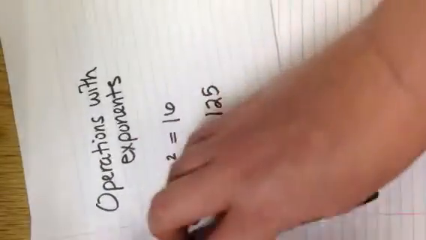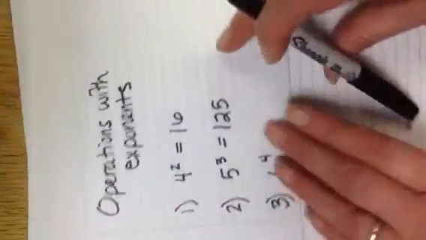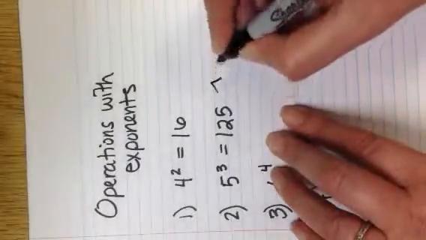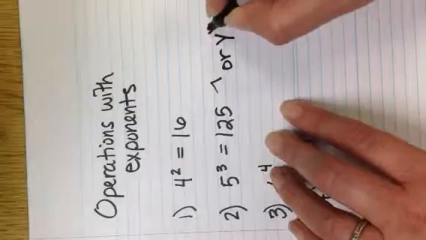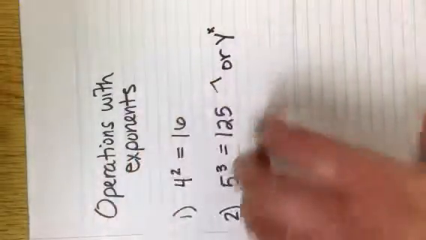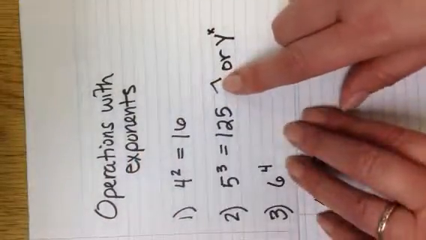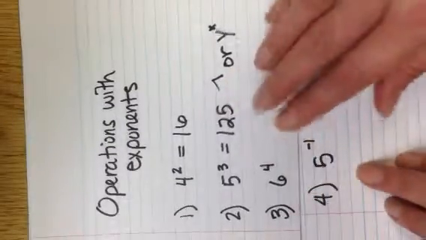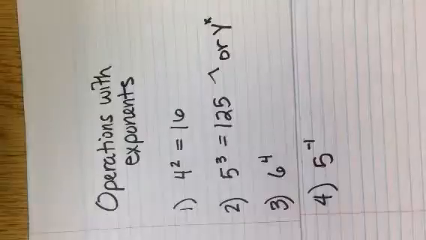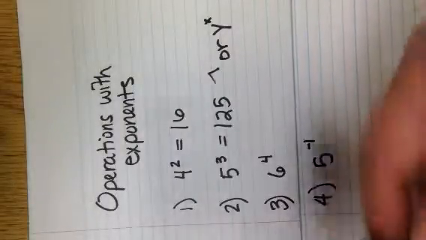Okay? So again, I used 2 functions. I used the caret function, or I used the button that looks like this. It depends on which kind of calculator you have. The caret function is probably the most popular. All right? Let's look at our second example, 6 to the 4th power.